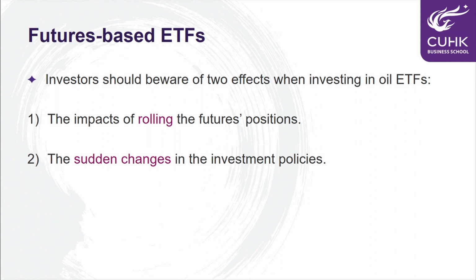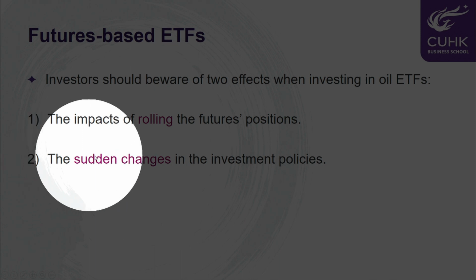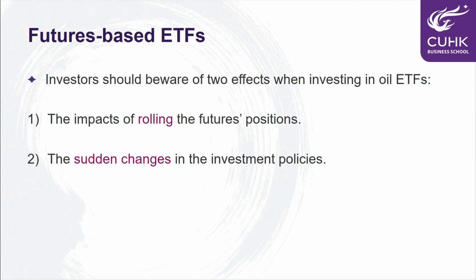Now, let's imagine if you buy the physical oil, you can just buy and then store in the facilities and then hold it for 5 or 10 years. But for the futures contract, it has an expiry date. So for these ETF issuers, once the futures contract expires, then you need to roll over this futures contract. Now, of course, when they try to roll this futures contract, it will have some impact on the ETF return. And second, the investor also need to beware of the sudden changes in the investment policy. So later on, I will elaborate more on these 2 points.